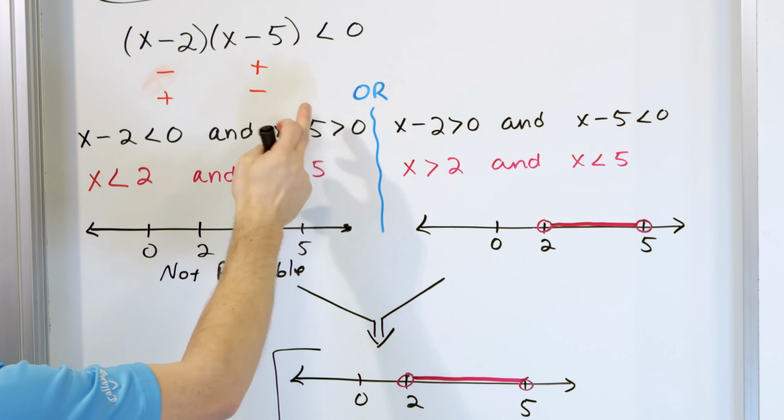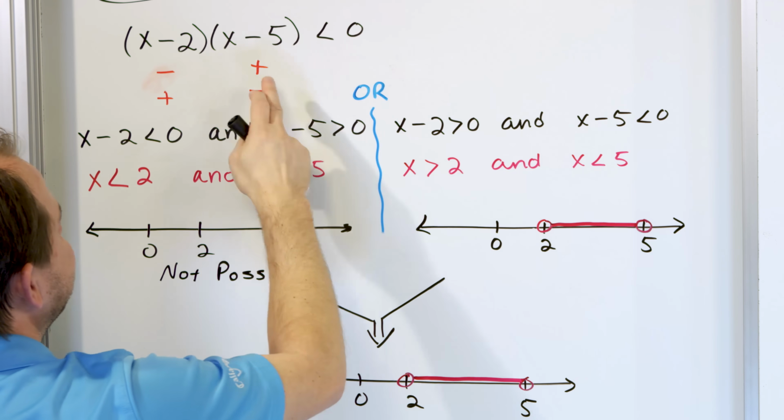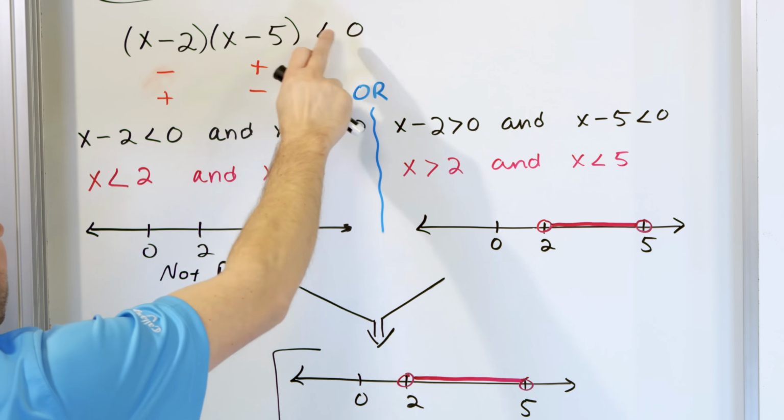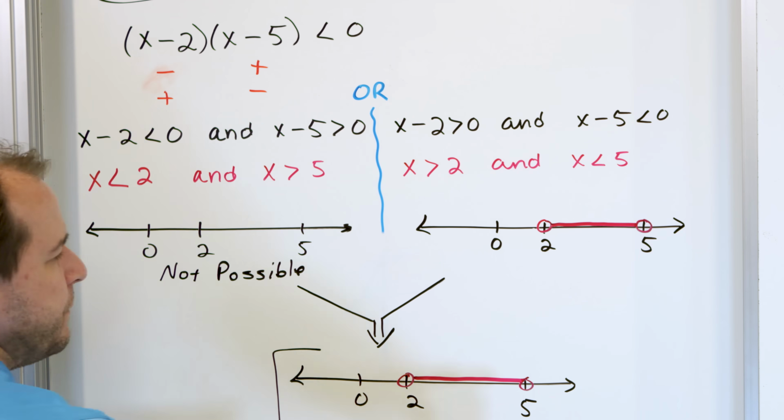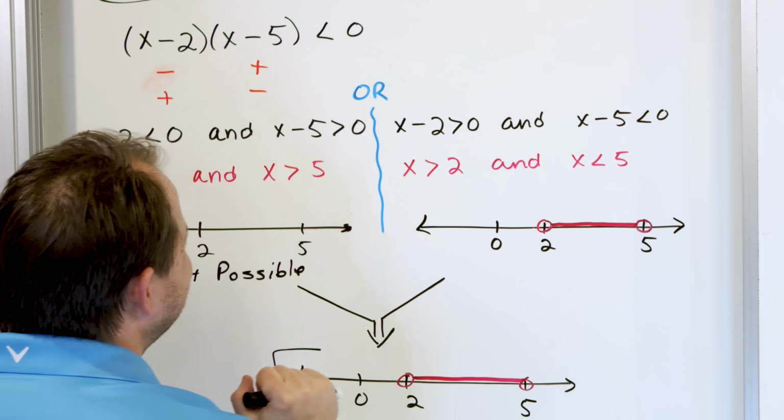0 minus 2 is negative 2. 0 minus 5, negative 5. 2 negatives multiply to give you a positive, which means it doesn't work. If you pick something to the right of it, let's pick the number 6.